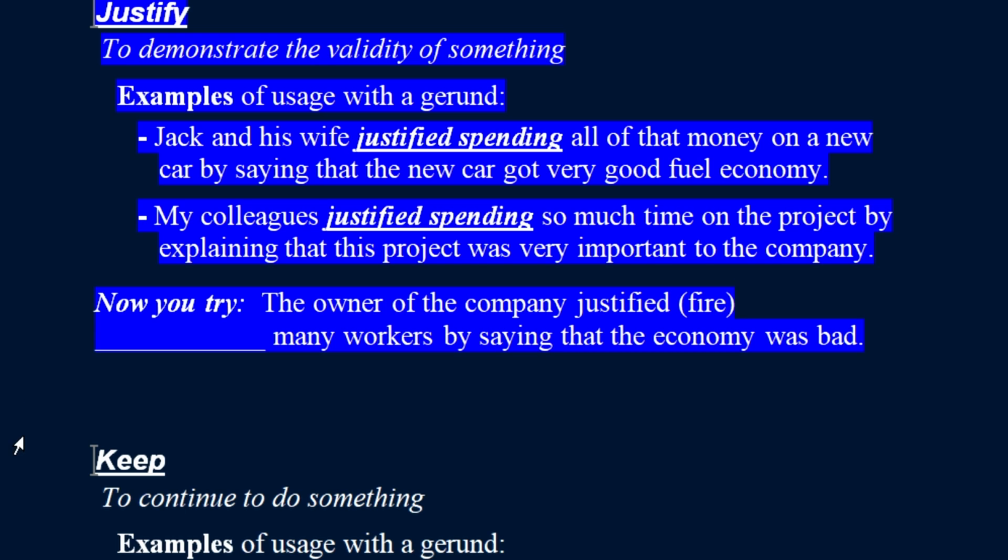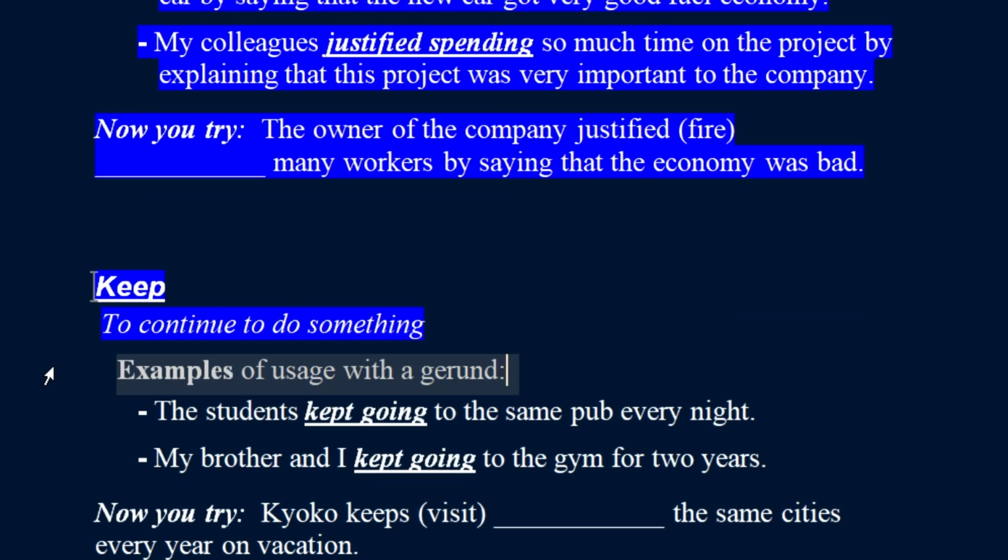Now you try. The owner of the company justified fire many workers by saying that the economy was bad. The owner of the company justified firing many workers by saying that the economy was bad. Keep. To continue to do something. Examples of usage with a gerund.